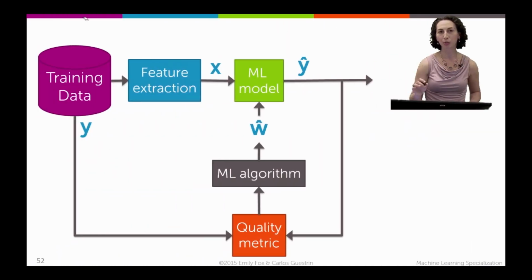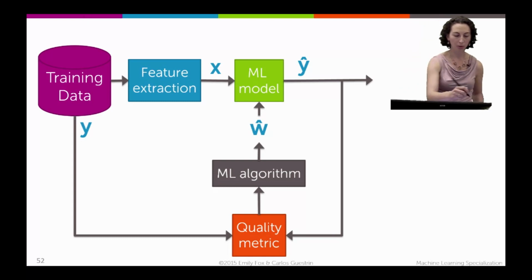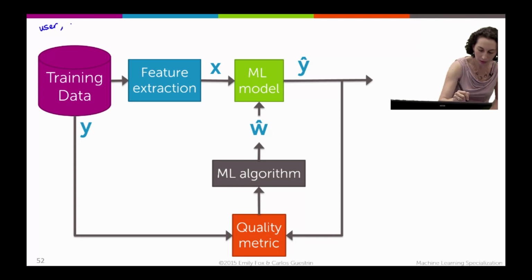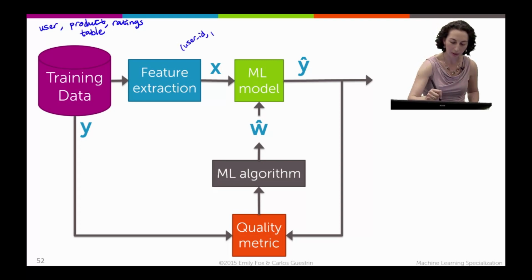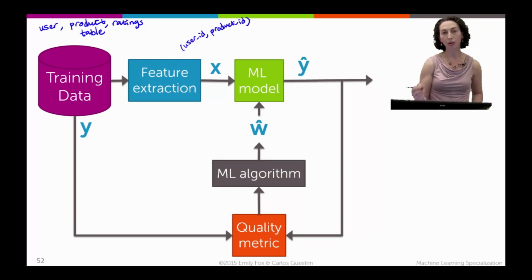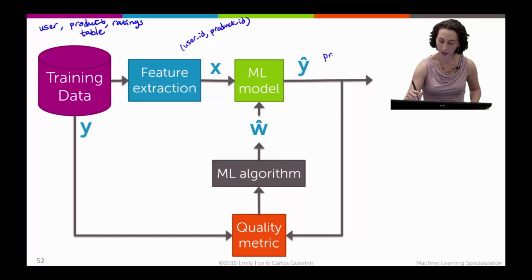Once again, let's revisit this machine learning workflow, but in the context of recommender systems. In this case, what's our training data? Well, it's our user product ratings table. And what we're going to do is extract some set of features, which in this case are a user ID, product ID pair. And the goal here is to predict the rating that some user would give to some product. So user ID, product ID, rating. So this is our predicted rating, y hat.